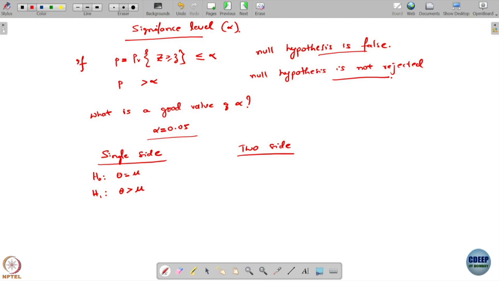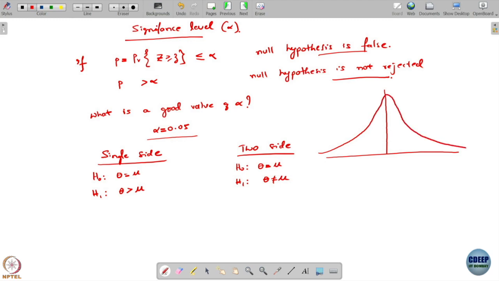This is one-sided. On the other hand, the two-sided says that okay, the null hypothesis is that the parameter is mu, but your challenger may say that no, this is not mu, it is something else. It could be larger or smaller, that is why it is called two-sided. But in both the cases, this is like a standard normal. So if it is one-sided, you have z here, you will look into this. This is the one-sided case.